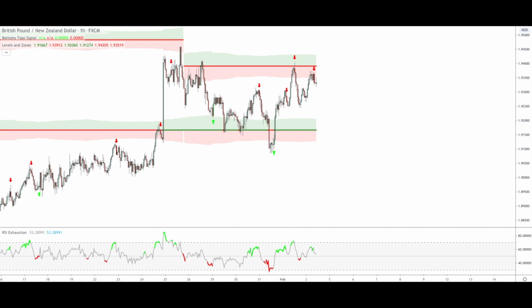So by making a clear and simple analysis, by using clear and simple indicators. Today I'm looking at the pound New Zealand dollar on the 1 hour time frame, and I'm using three indicators: the bottom stop signal, the levels and zones, and the RSI exhaustion down here.